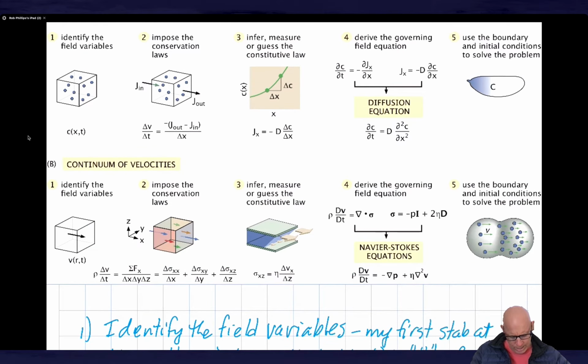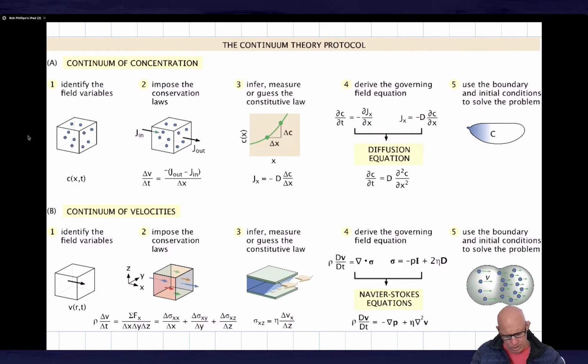So the idea is we have the continuum theory protocol: we identify the relevant variables, then we impose the conservation laws, which in my case means adding up all the forces. And what you can see down here is the equivalent. Here's the F equals ma. On this side, we have the F, and it's the force per unit volume, so it's really the force density. And on the left-hand side, this is the ma. So rho, the mass density, times dv by dt, which is the acceleration. So this is the balance that we're going to do.